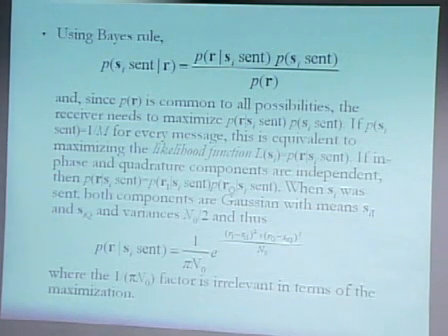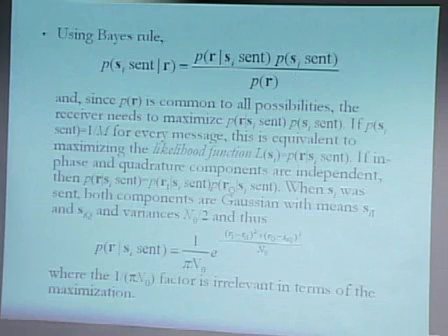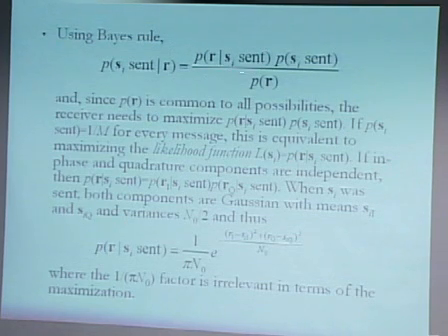Now, when all the points have the same probability, 1 over M, right? There's capital M points. Then this is just 1 over M, and so it's constant, so we can also forget about it. So we can just maximize this probability, okay? Which we're going to label as capital L, and we're going to call it the likelihood function. And so we're down to maximizing this likelihood function, okay?